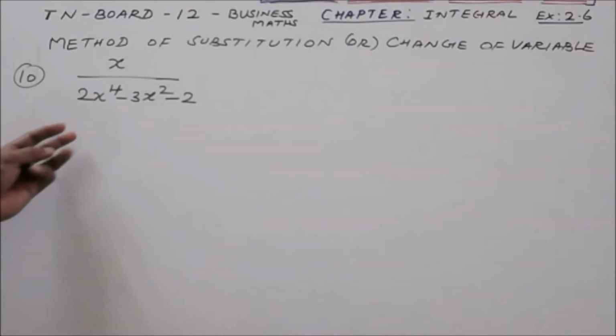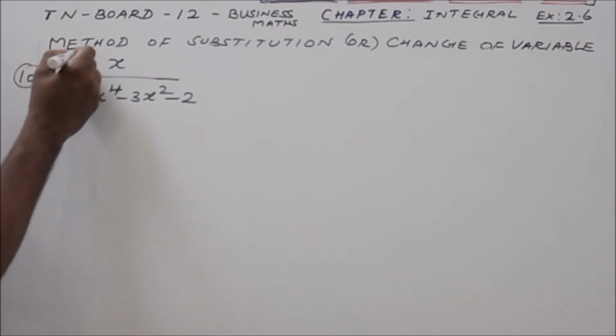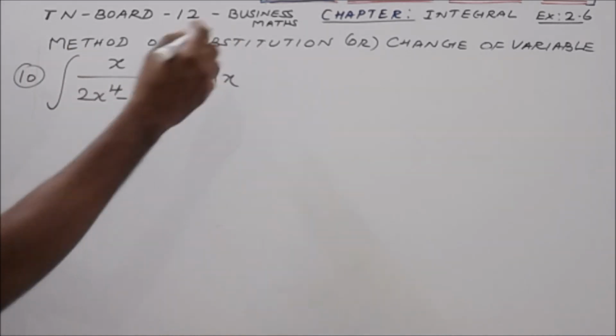Now question number 10, this is the last problem in exercise 2.6. Totally we have 15 problems. It seems we left some of the problems in that. The 10th one is the last one. If we complete the 10th one, exercise 2.6 will be completed. Given question is the integral of x by 2x power 4 minus 3x square minus 2, dx.